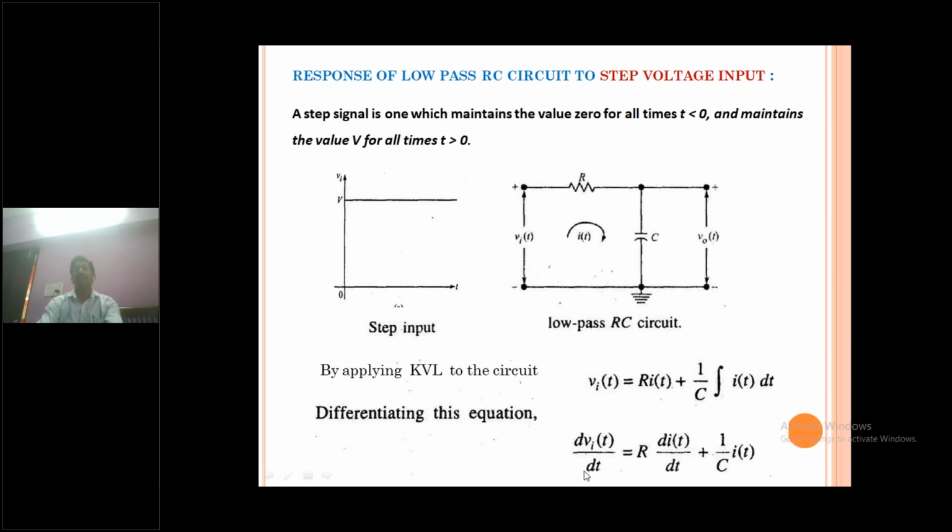Now dVi(t)/dt equals 0, because you are applying a step voltage, a constant voltage, for t greater than 0, that means a positive constant value. The derivative of a constant value with respect to time, dVi(t)/dt, is 0. So the left hand side of the equation will be 0, and on the right hand side we have R into di(t)/dt.